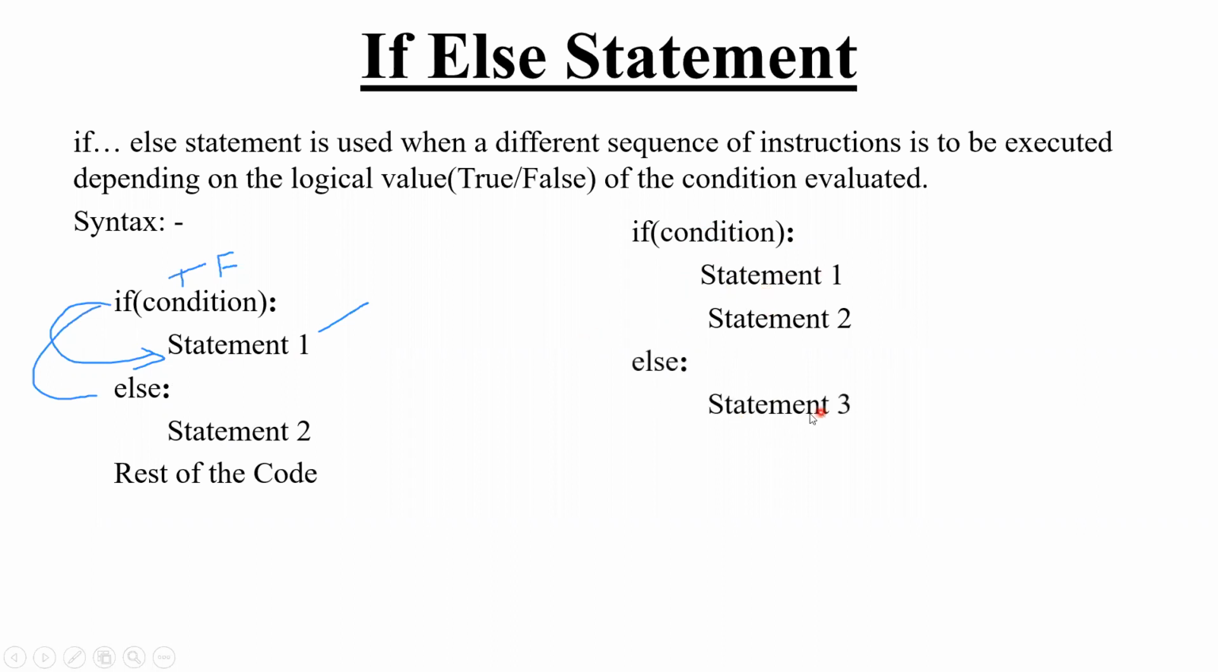Again, the else part has statement number three and statement number four, as well as the rest of the code. If the condition is false, it will go to the else part, and statements three and four will be executed. After that, the rest of the code will be executed. And further, we'll write the code for this. We'll see that.